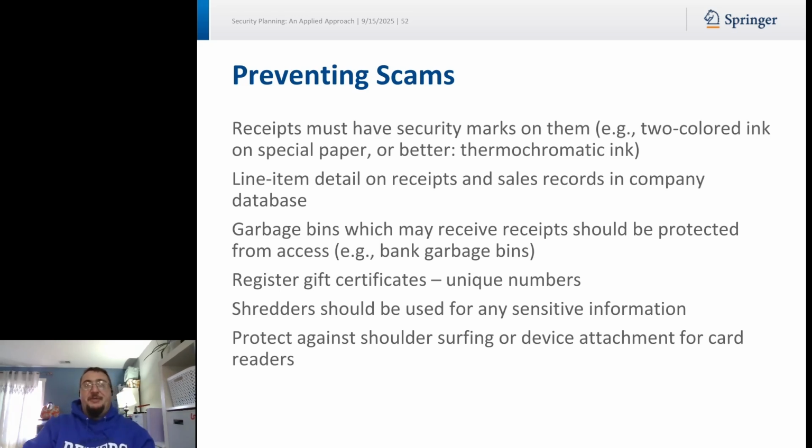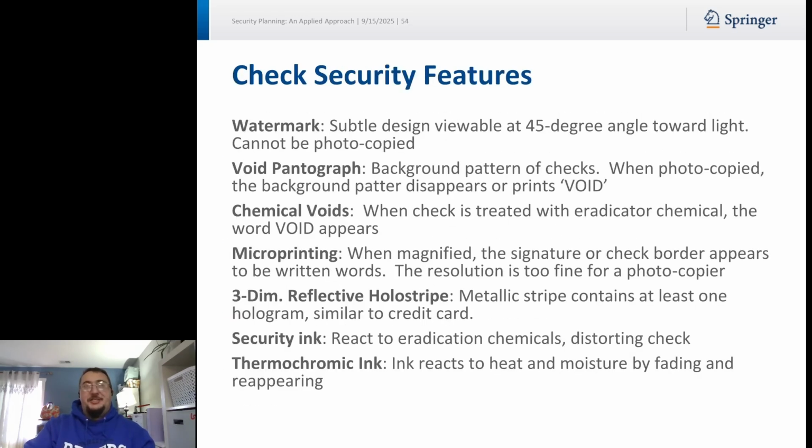Numbers, make sure your gift receipts are unique, and protect against shoulder surfing, which is having somebody look over your shoulder, or look for skimmers. On checks, generally they've got prevention features. You can see here they've got watermarks, void pantographs, chemical voids, microprinting, reflective holographic stripes, similar to the ones you see in your larger bills, security ink, and thermochromic ink.